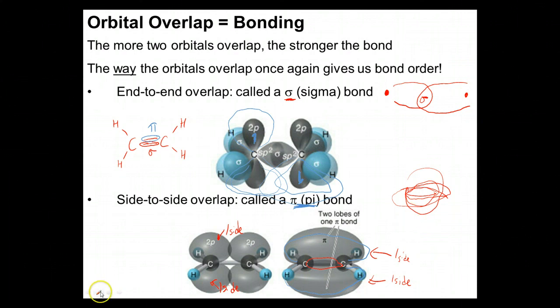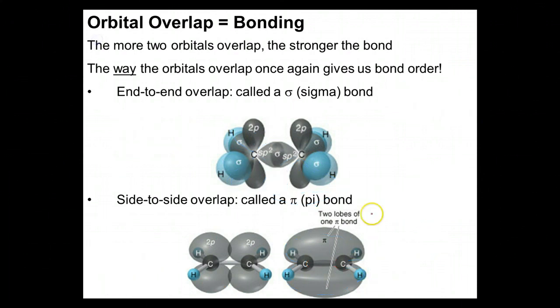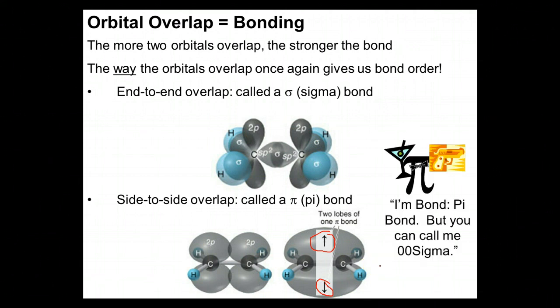Now, some people have a hard time remembering these, and I do like to have my ridiculous things that I do. I want to remind you that one of these will be kind of the temporary home of each of the two electrons. And I'll remind you of the names of all of these with my silly mnemonic. I'm bond, pi bond, but you can call me 00 sigma. So there you have a strange mnemonic.